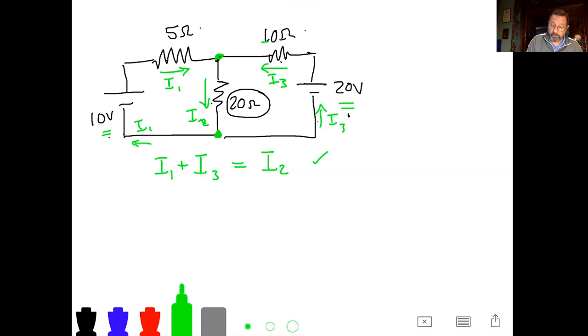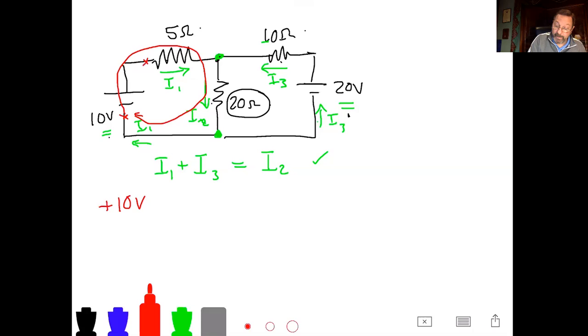The second thing we have to do is start picking some loops. And I'm going to go with a loop right here. I always like to start right before the battery. You don't have to. So I want my first term to be a positive battery term. And I'm going to go around that loop right there till I come back. Remember we said that's plus 10 volts because I'm going from the low side to the high side. If I'm going in the direction of the assumed current, that means the side on the left here is higher than the side on the right. So voltage is going down as the current runs from left to right. So we subtract off I1 times the 5 ohms.